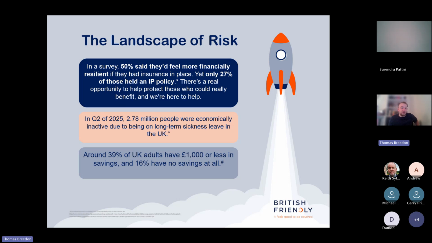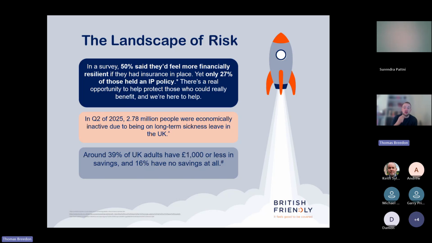The main way that protection, particularly income protection, is sold and provided to clients is during client and advisor conversations. You are key to opening their eyes to how important these protection products really are for clients going forward. In Q2 of 2025, so last year, 2.78 million people were economically inactive due to being on long-term sickness leave in the UK. So again, millions of people. If they haven't got income protection or good sick pay from their employer, they are going to be struggling financially.